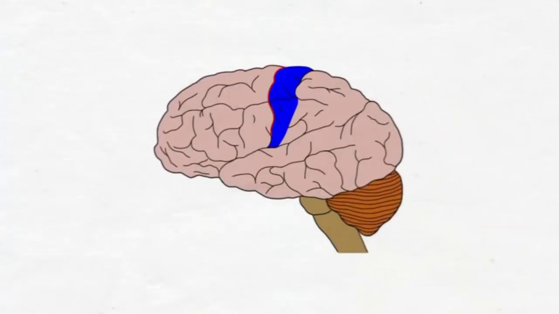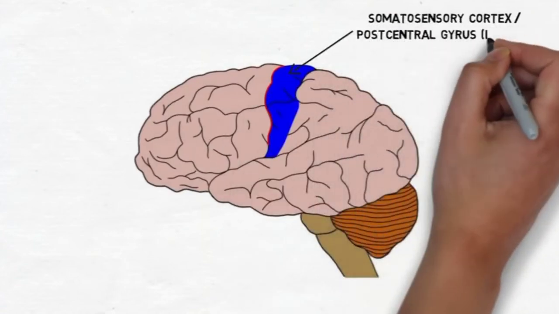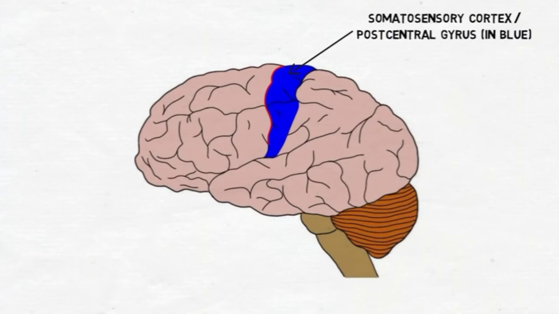The primary somatosensory cortex is located in a ridge of cortex called the postcentral gyrus. It is situated just posterior to the central sulcus, a prominent fissure that runs down the side of the cerebral cortex.